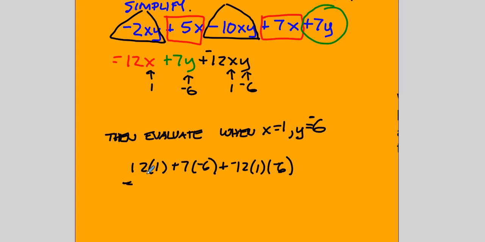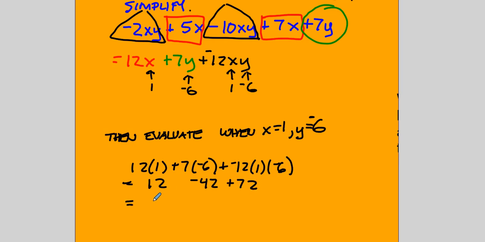So now evaluate this. Again, multiplication, remember, comes before addition and subtraction. So 12 times 1 is 12. 7 times negative 6 is negative 42. Negative 12 times 1 times negative 6. Well, two negatives make a positive when I'm multiplying. So negative 12 times negative 6 makes positive 72.